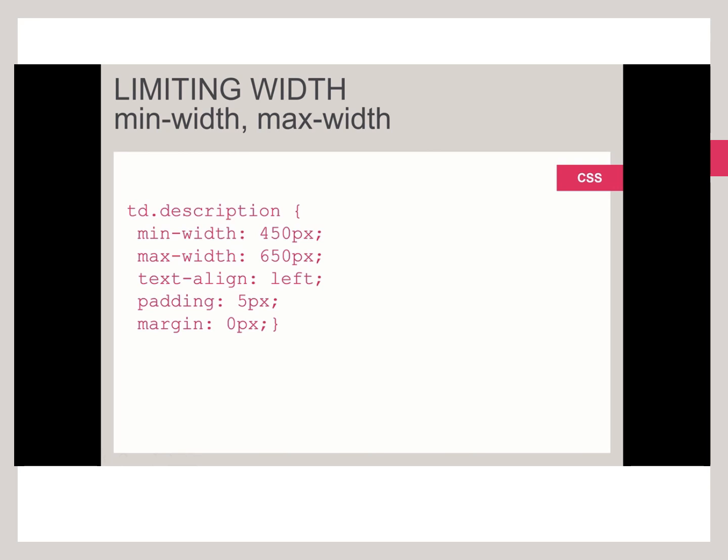Okay, so this one we want to decide the text size. The window size minimum width is 450 pixels, and the maximum width is 650 pixels. Text align is align to the left. Padding is 5 pixels, so that means between the border and the content, you allow 5 pixels. Margin means between elements, for example, the image and the text, there is no gap.